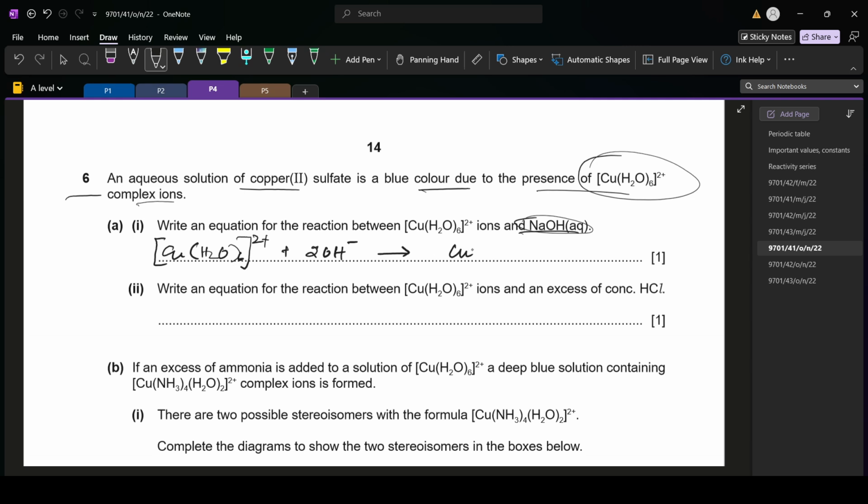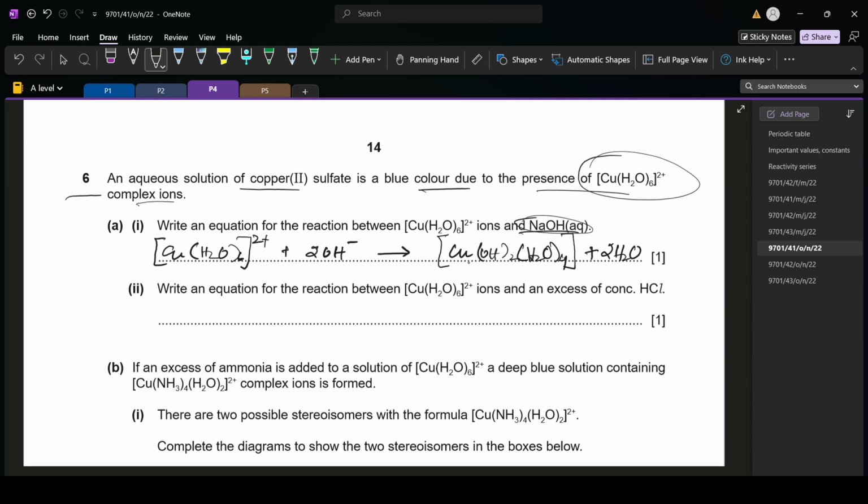By the way, you have to remember these equations of these complex ions. Two of the water ligands are substituted by OH ions.